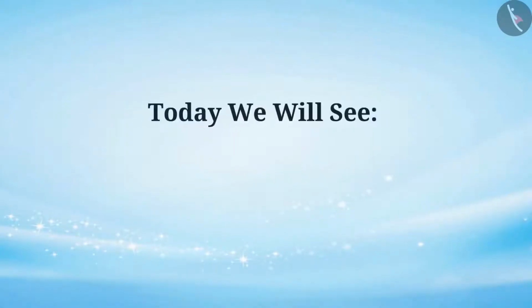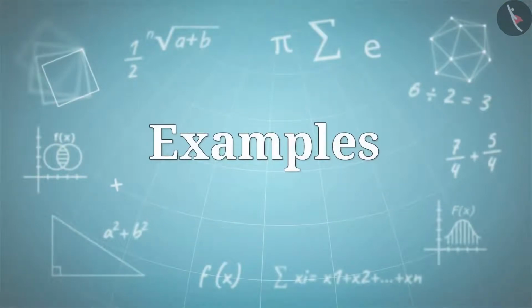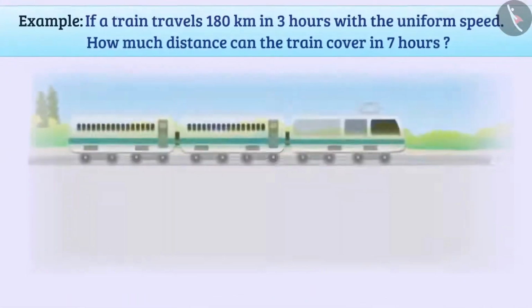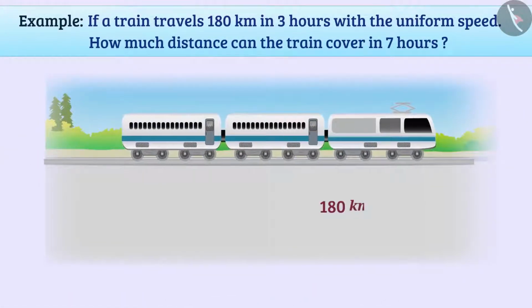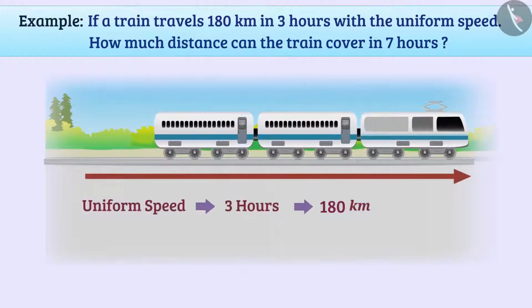Today we will see examples related to direct proportion. If a train travels 180 kilometers in 3 hours with the uniform speed, how much distance can the train cover in 7 hours?